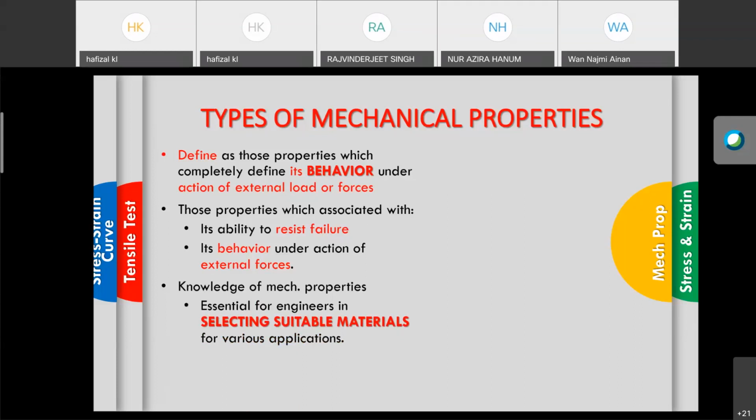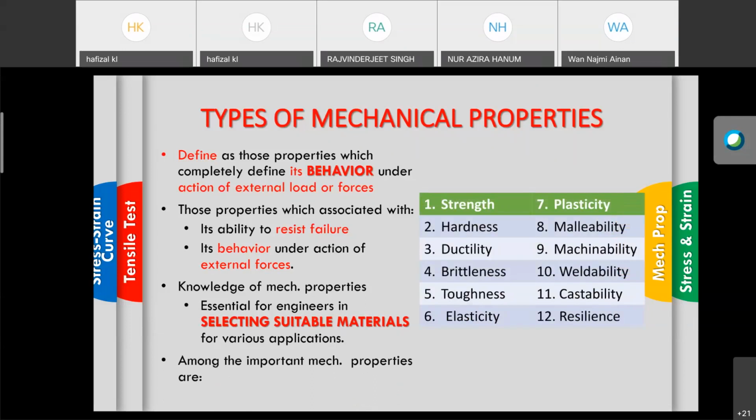Okay, so the knowledge we want about these properties, especially mechanical properties, is information about the application. In terms of different applications, we would like a different material that suits the application, so that we have various materials to select from. Among the important mechanical properties, there are up to 12. The main ones we will discuss are strength, hardness, toughness, elasticity. And then we also have malleability, machinability, weldability, castability, resilience. So there are many terms that you will discover here.